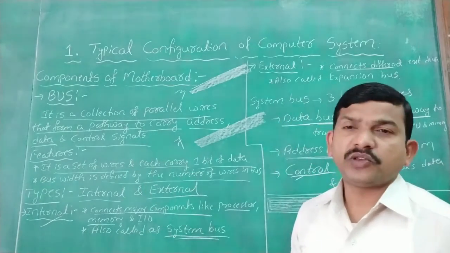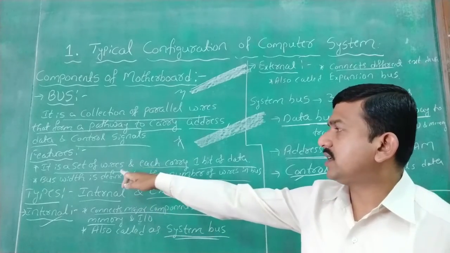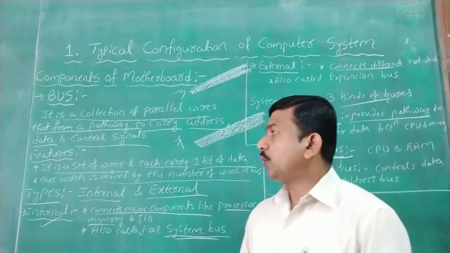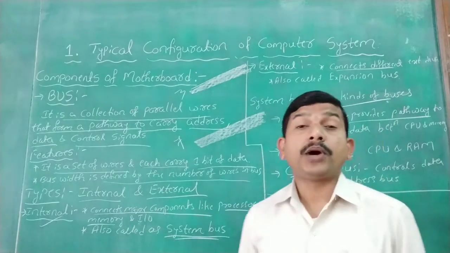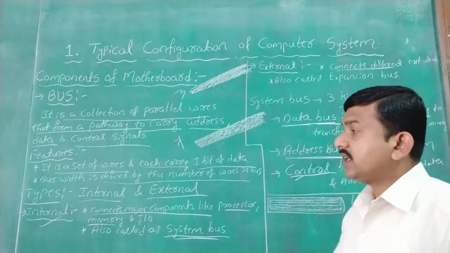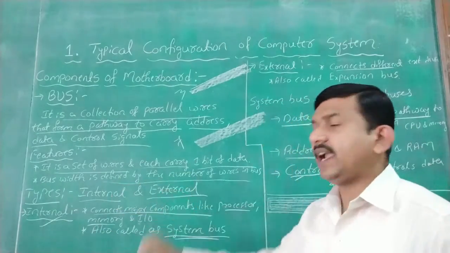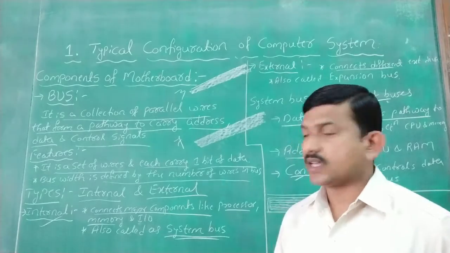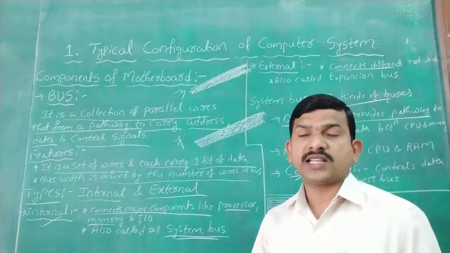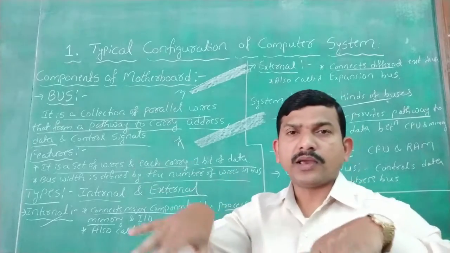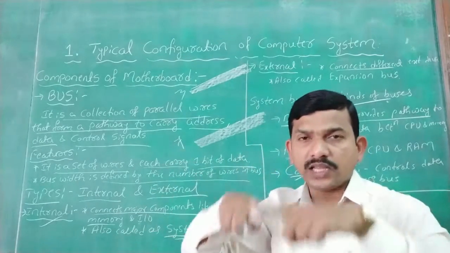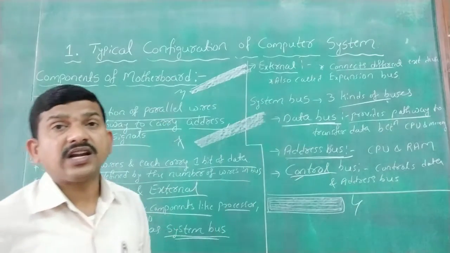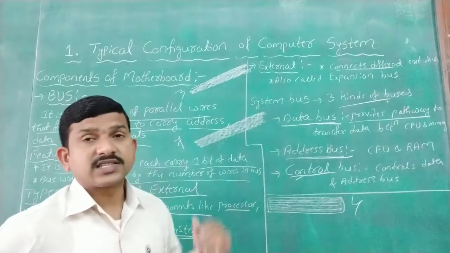Then we discuss some of the features here. There is a set of wires and each wire can carry 1 bit of data. Then how is the width of the bus measured? By the number of wires present in that bus. Then there are 2 types of bus, internal bus and external bus. This internal bus is also called system bus. It connects the major components like processor, CPU and memory, within the motherboard, where the data is transferred. External bus means outside, the external devices we are using. There we are using external buses.